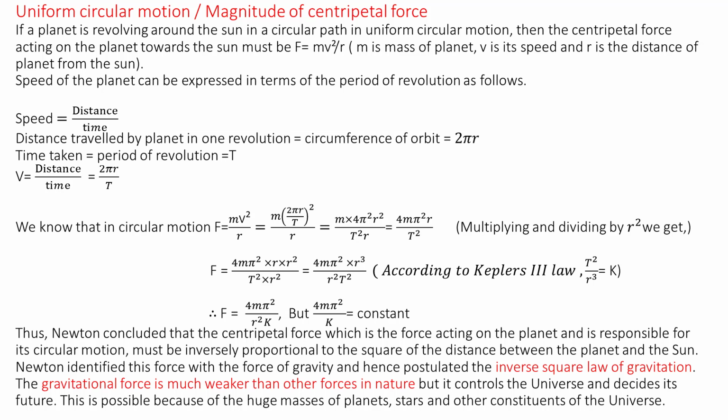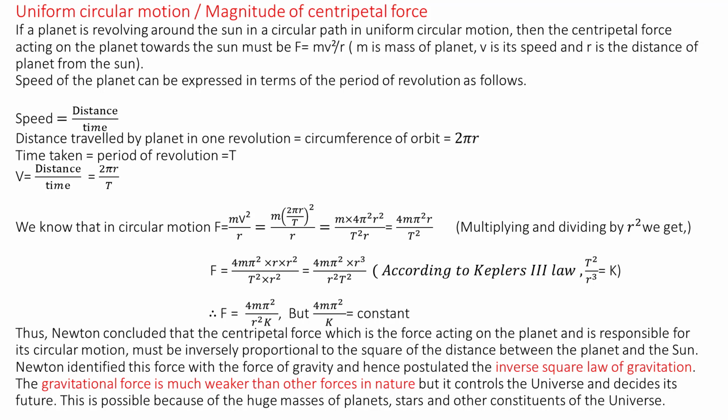Multiplying and dividing by r square, we get F equals 4 m pi square into r square upon T square into r square, which is equal to 4 m pi square into r cube upon r square into T square. We have just rearranged T square and r square here, but according to Kepler's third law, T square upon r cube is equal to k. Therefore, F is equal to 4 m pi square upon r square into k, but 4 m pi square upon k is equal to a constant.